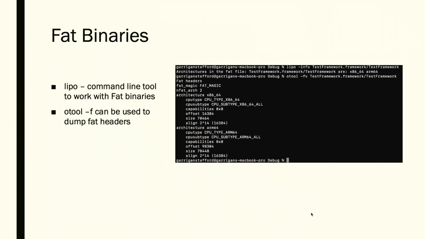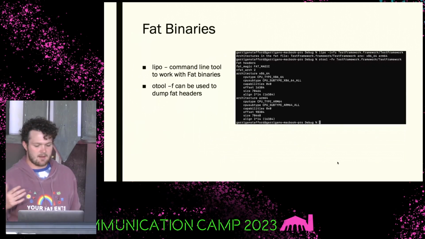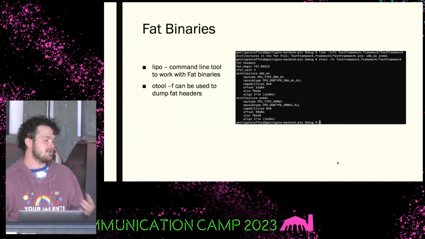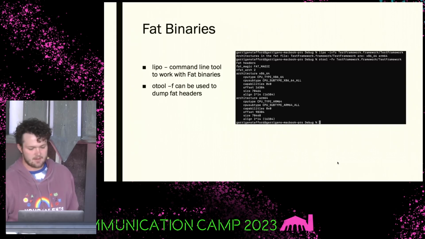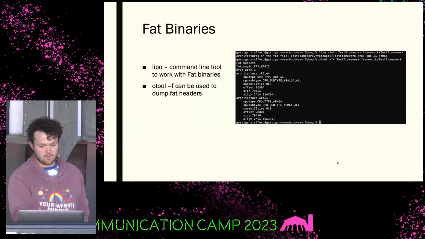You can use lipo and otool. These are two little command line utilities that come in the box, and you can use them to see fat headers, and lipo also lets you inject or remove various slices into a universal or fat binary. You can see here, we can see the header and all the types of stuff within it.